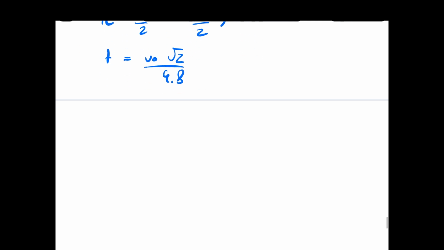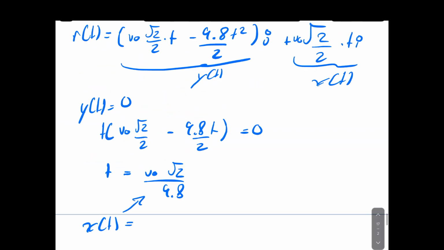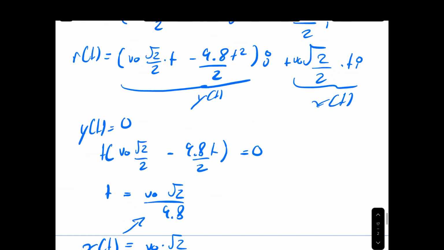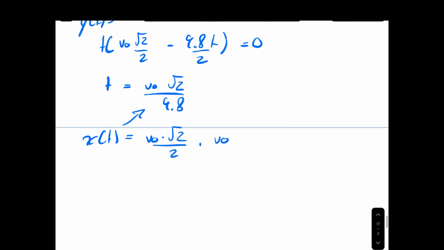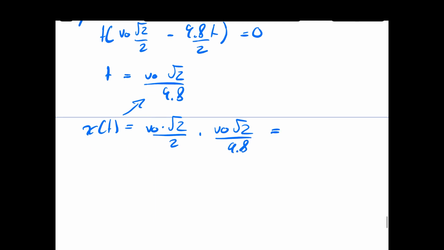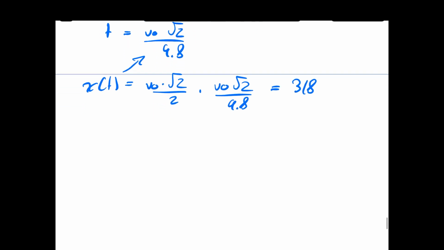Now, we're going to go to our x at t, where t is this. And what we'll get from that is v naught times root 2 over 2, times v naught root 2 over 9.8, okay? And this is where it equals our max range at 318, right? So in this case, this and this and this cancel out, and so we're just going to have v naught equals 318 times 9.8. There you go. That is your answer.